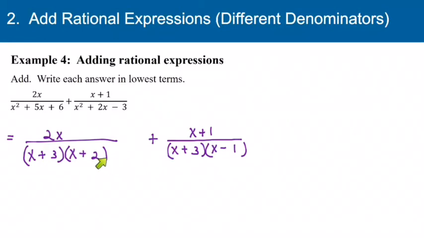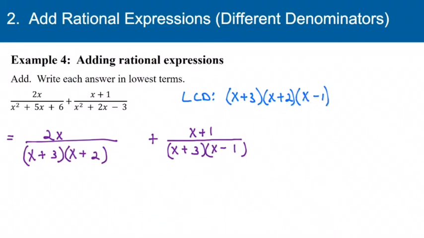Okay, now I'm ready to build my common denominator. So in our LCD, we have an x plus 3 here and an x plus 3 here. So we need an x plus 3 in our common denominator. We have an x plus 2 here, so we need one of those. We have an x minus 1 here, so we need one of those. And this is our common denominator.